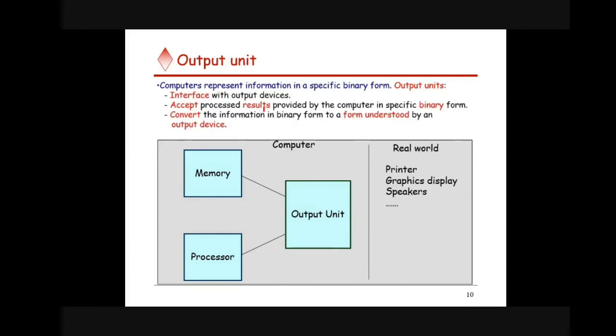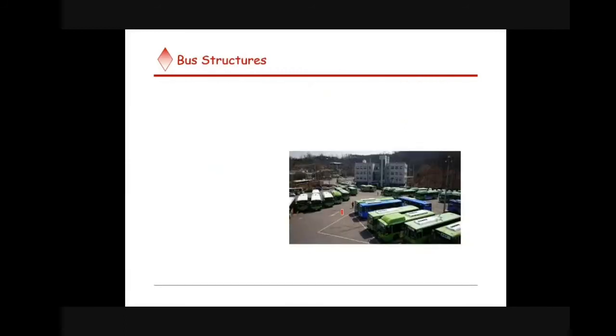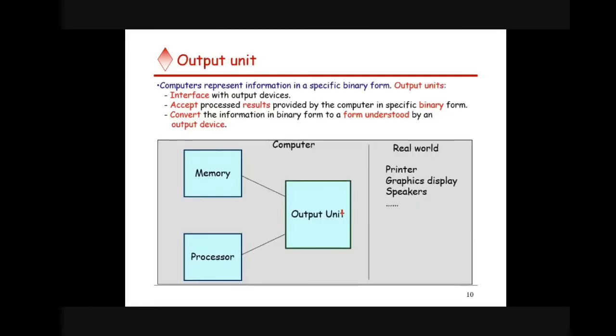So it accepts the results provided by the computer in binary form, converts the information in binary form to the form understood by the output device, and transfers the data. This is what your output unit is doing. So that is the only thing we discussed in today's class. Next we'll discuss bus structure. So the answer to that first question is completed.